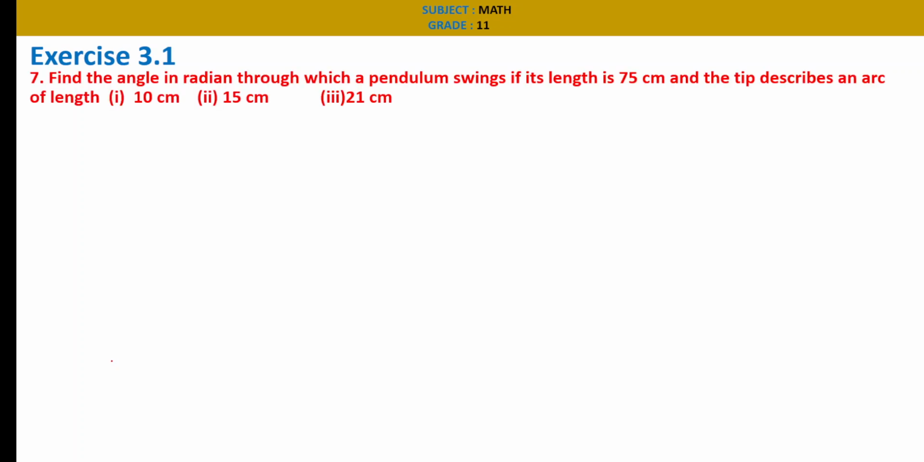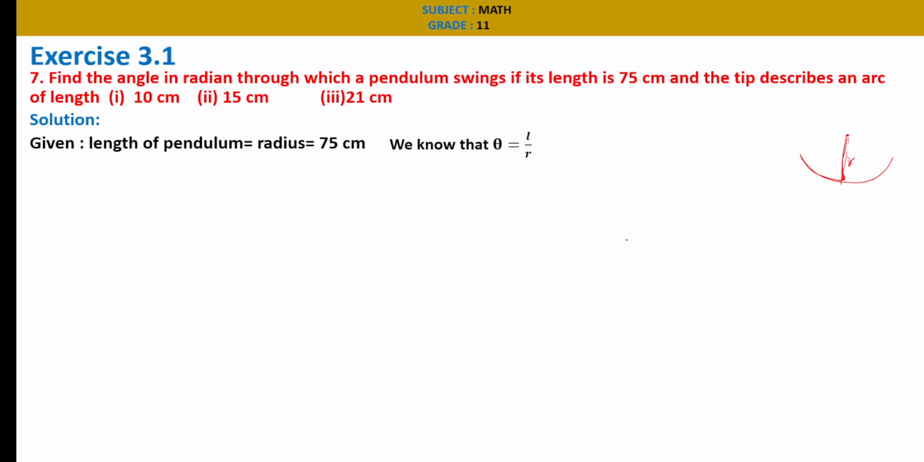Let us see question number 7. Find the angle in radians through which a pendulum swings if its length is 75 centimeters and the tip describes an arc of length 10 centimeters, 15 centimeters and 21 centimeters. Solution. Given the length of the pendulum, if any pendulum is there, its length is the radius, which is also 75 centimeters, because this is how the pendulum rotates. And we know that theta is equal to L by R.